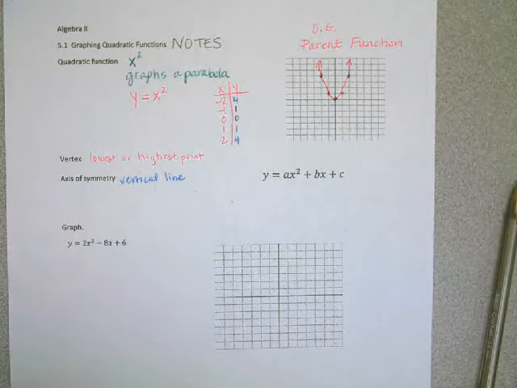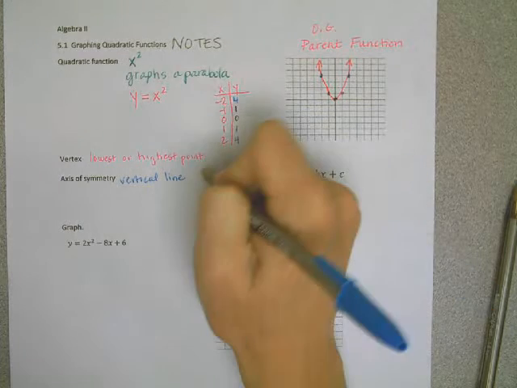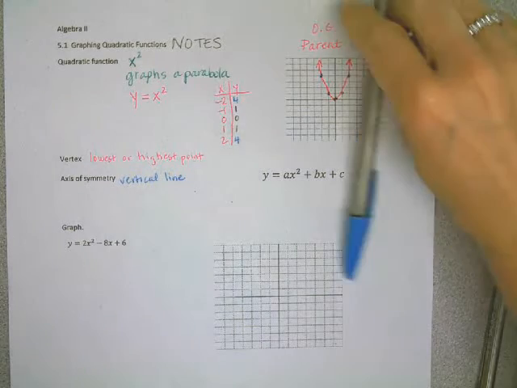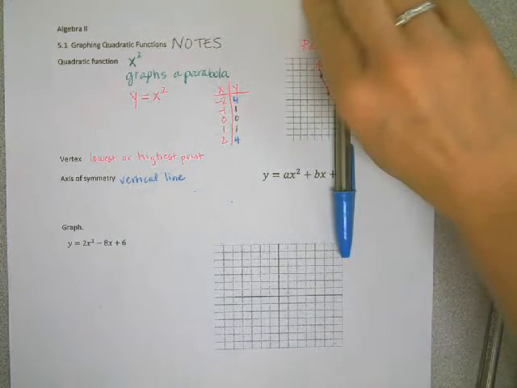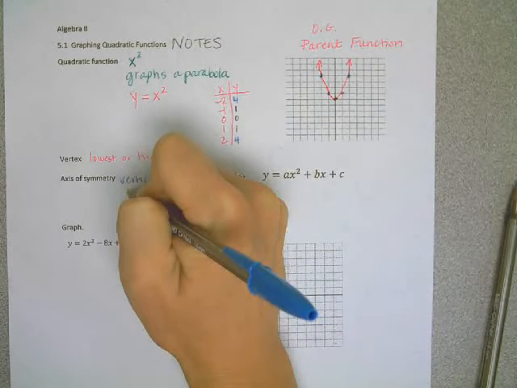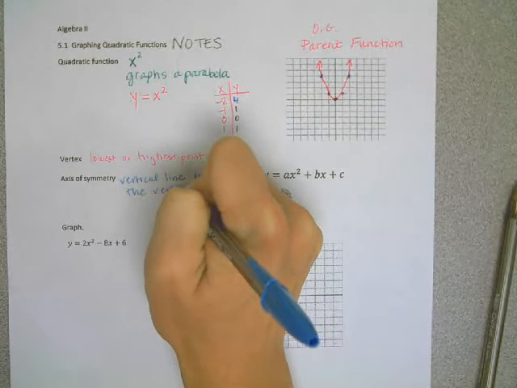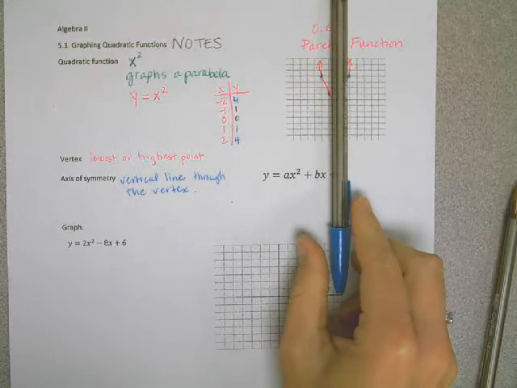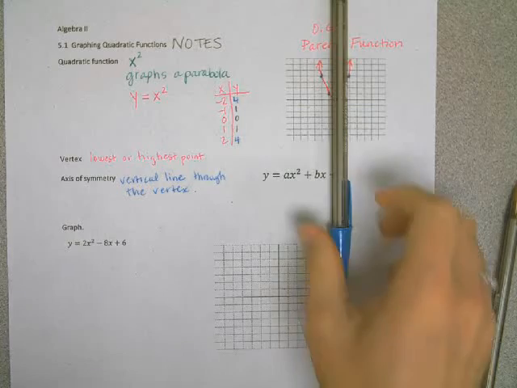If I go too fast, you know you can always pause and resume the video or rewatch it. So this is a vertical line, and it's going to cut your graph exactly in half, which happens to go through your vertex. So it's the vertical line through the vertex. On this one, all vertical lines are x equals, so that would be x equals 0.